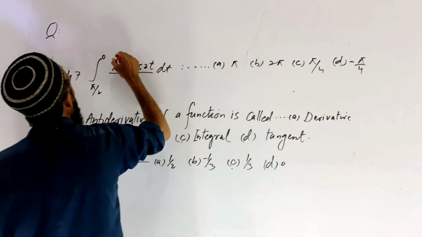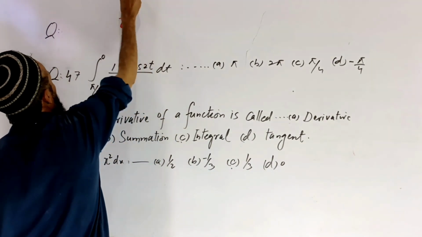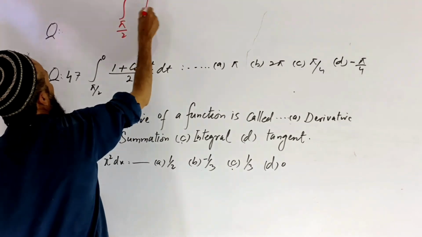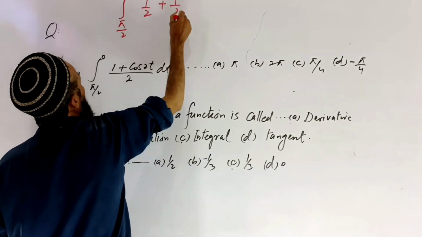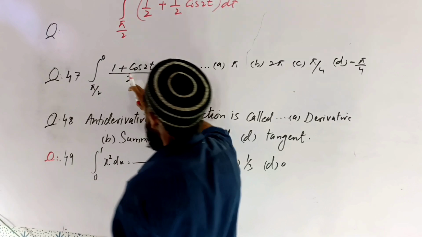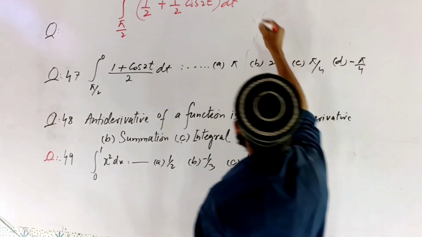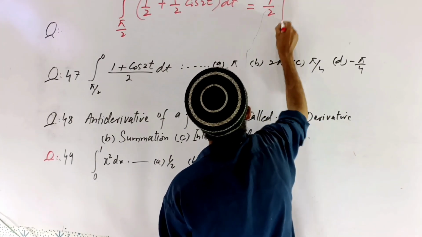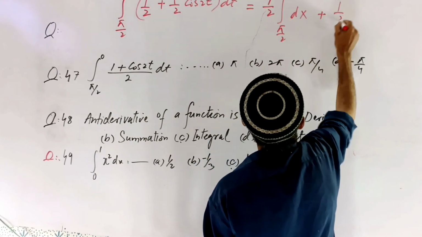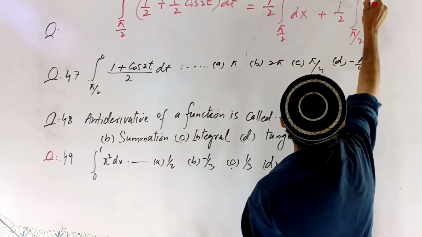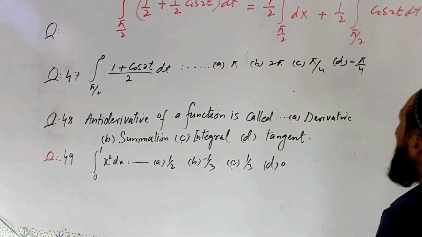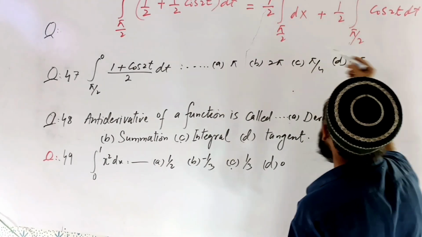First of all, we eliminate this one, pi by 2 and 0. We can write 1 divided by 2 plus 1 divided by 2 cos of 2t dt. Divide this value by each term. Now expanding, open the brackets: integral from 0 to pi by 2 of dx plus 1 divided by 2 integral from 0 to pi by 2 of cos 2t dt. Now we get x as the result.